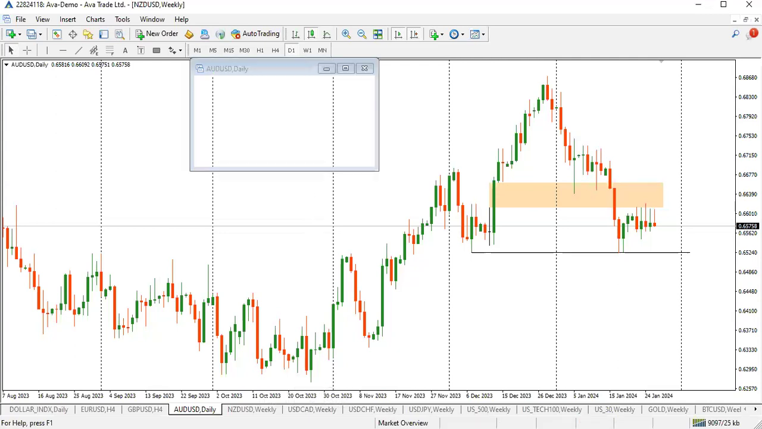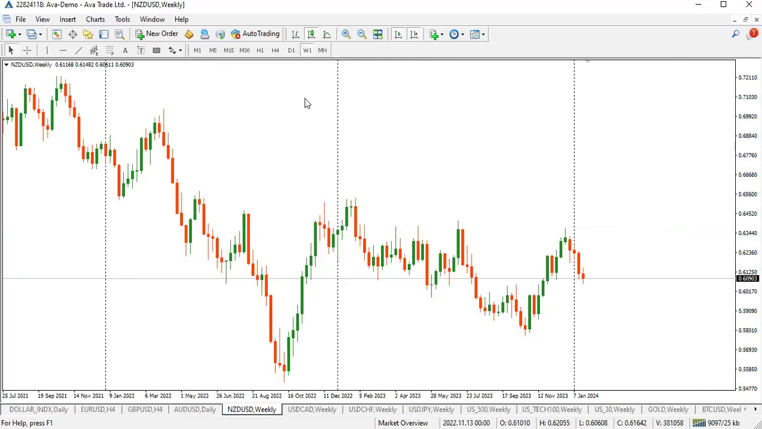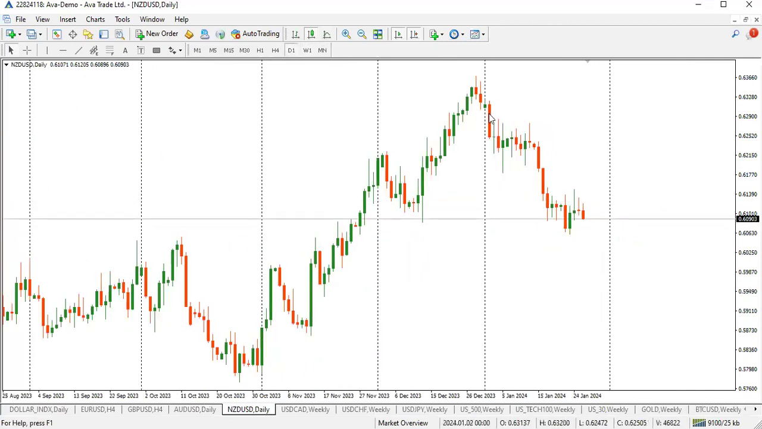Okay, the next is Kiwi, the brother to Aussie. What has happened? Kiwi actually took out the low of the previous week, but still traded into it again and closed within. So it's still a range, it was a ranging week for the Kiwi. So it has broken lower. This could be just a run on stops to send price lower. This is what I'm looking at.